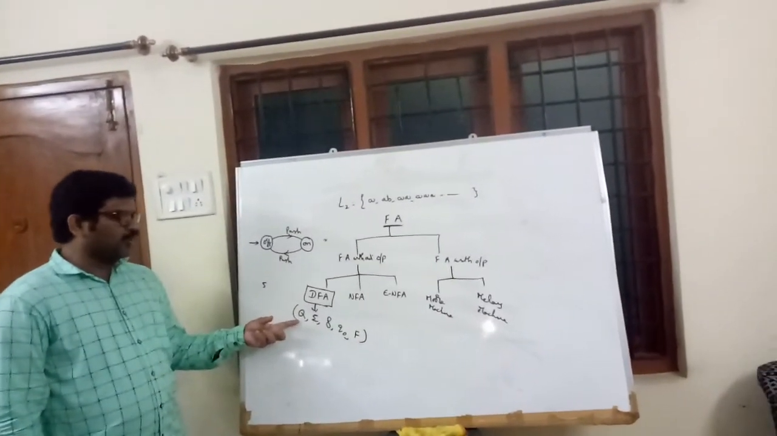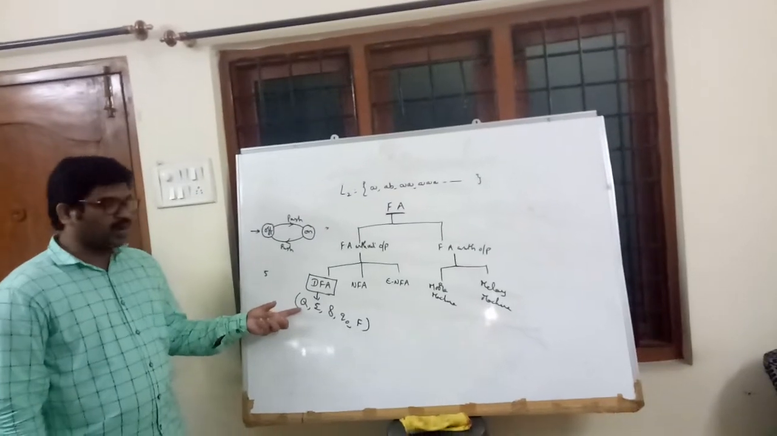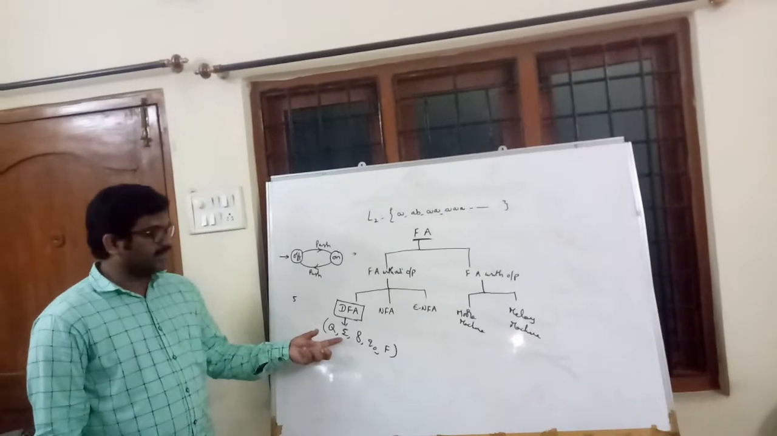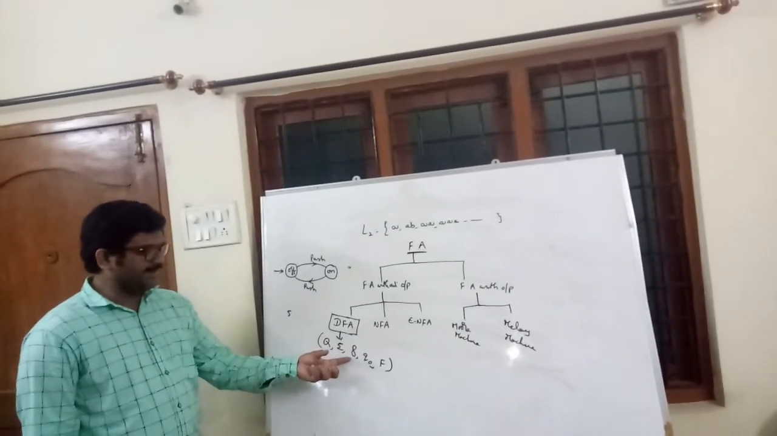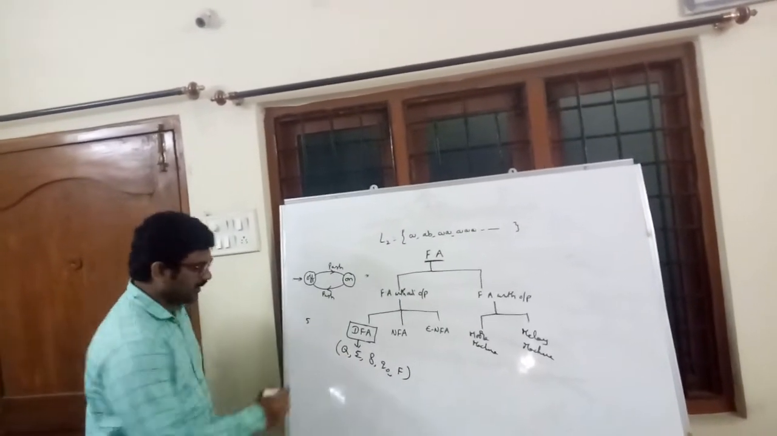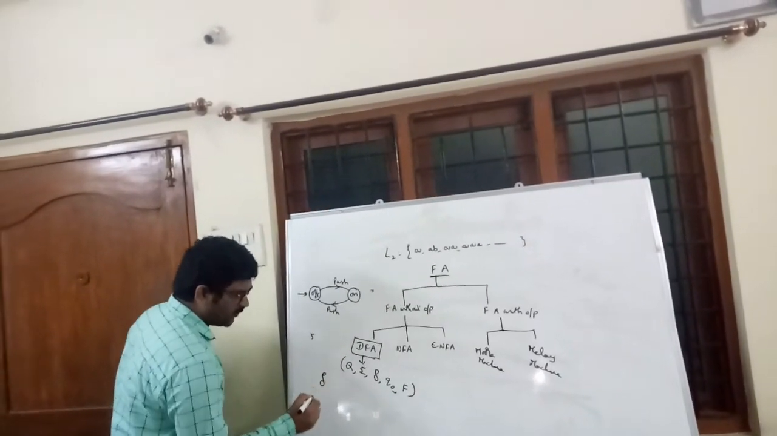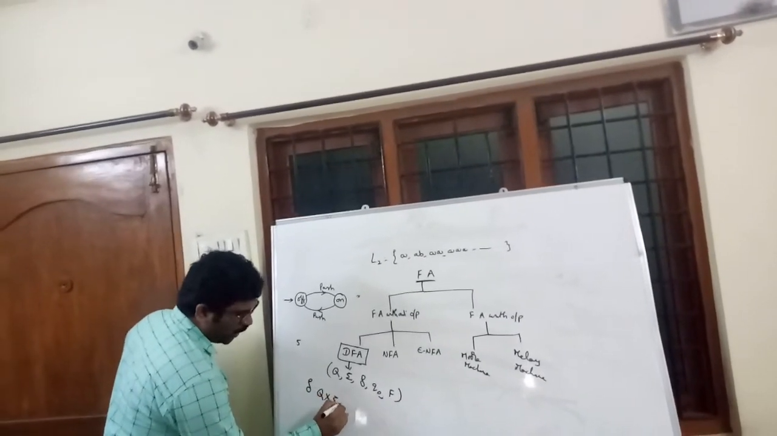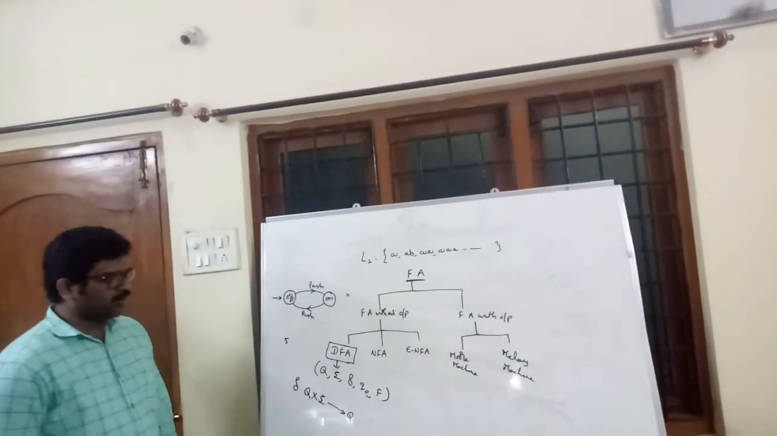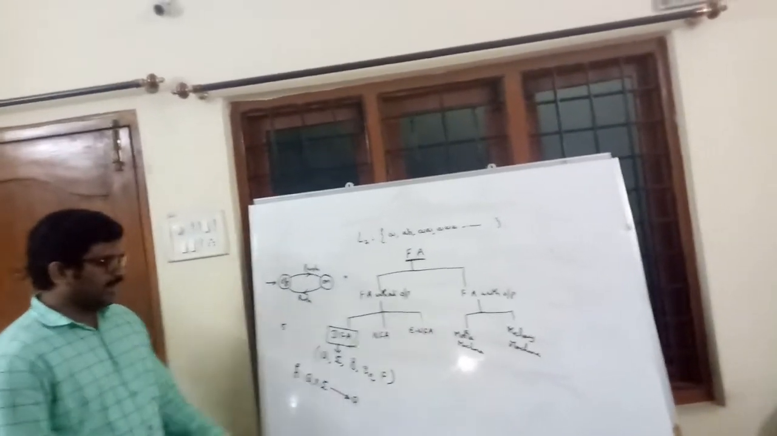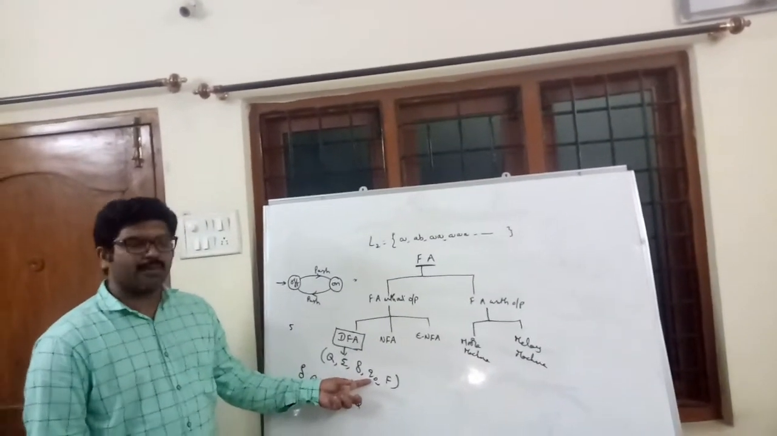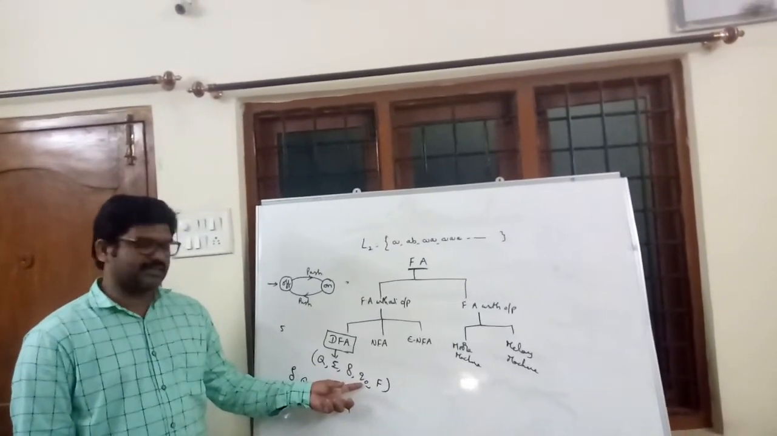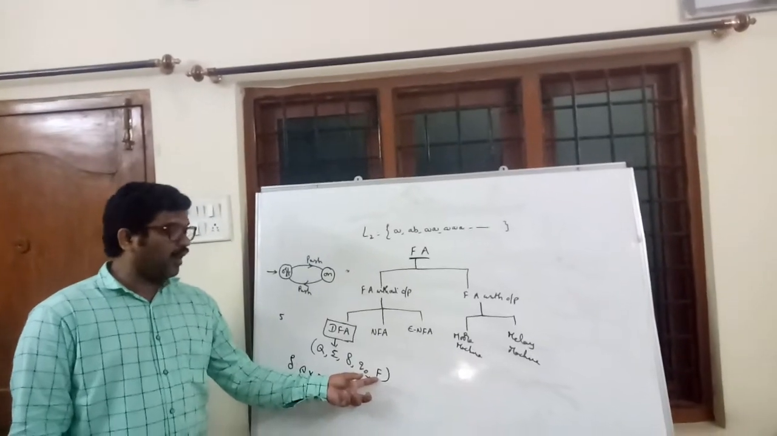Where Q means set of states. Sigma means input alphabet. Delta is a transition function, and we need to know how it is mapping. Delta is a mapping from Q cross sigma to Q. And q naught is the initial state, or you may call it the starting state also. And F is the set of all final states.